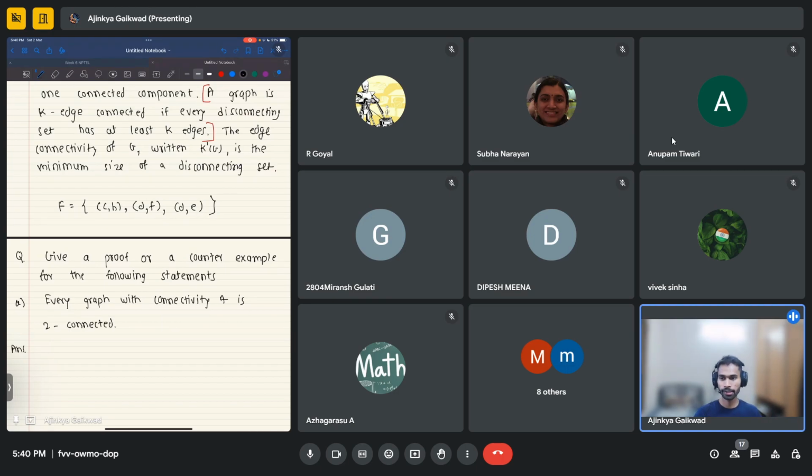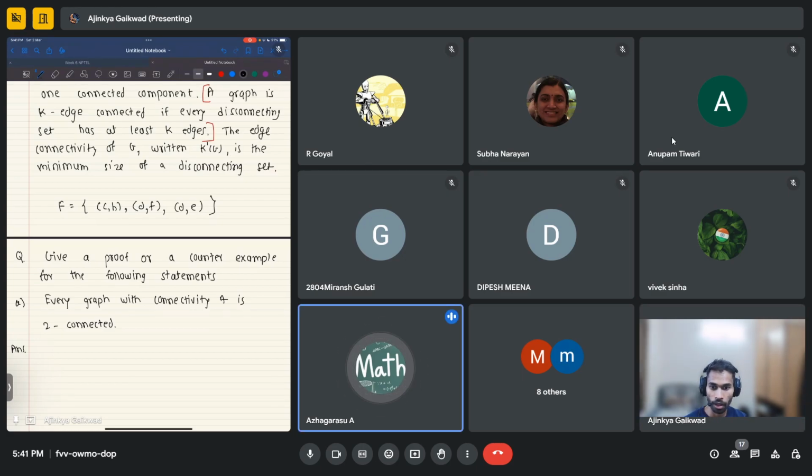Okay, so here is the statement. I have written it down. You have to think whether it is true or false. If it is true, you have to provide a proof. If it is false, you have to provide a counterexample. And the statement is that every graph with connectivity 4 is 2 edge connected. Right? So take a minute and think. If you think it is true, put +1. If you think it is false, put -1.